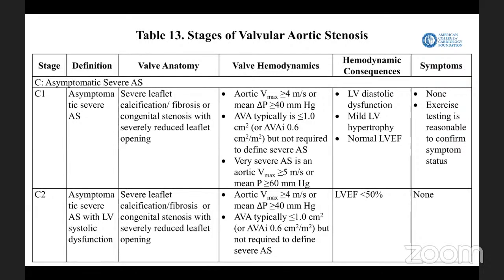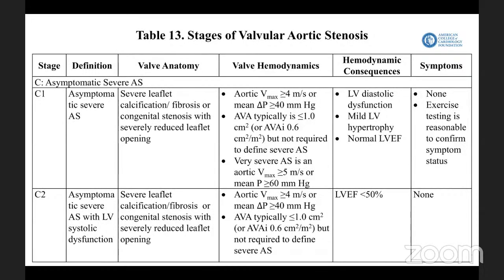And for the very severe aortic stenosis subcategory, they tend to have aortic peak velocity of equal to or more than 5 meters per second, or the mean pressure gradient of 60 millimeters of mercury or above. And in terms of hemodynamic consequences, LV diastolic dysfunction might be present, or mild LV hypertrophy, but still with normal left ventricular ejection fraction, and they tend to have no symptoms.